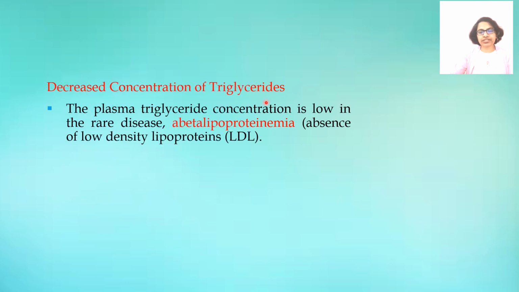Then, decreased concentration of triglycerides. The plasma triglyceride concentration is low in a rare disease, that is abetalipoproteinemia, the absence of low density lipoprotein. So these are the cases in which we notice decreased concentration of triglycerides. This means the absence of low density lipoprotein, also known as LDL.